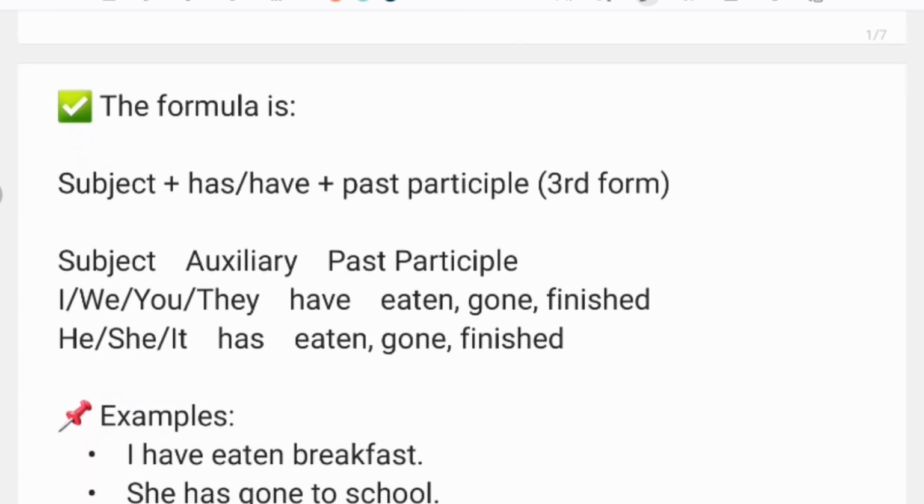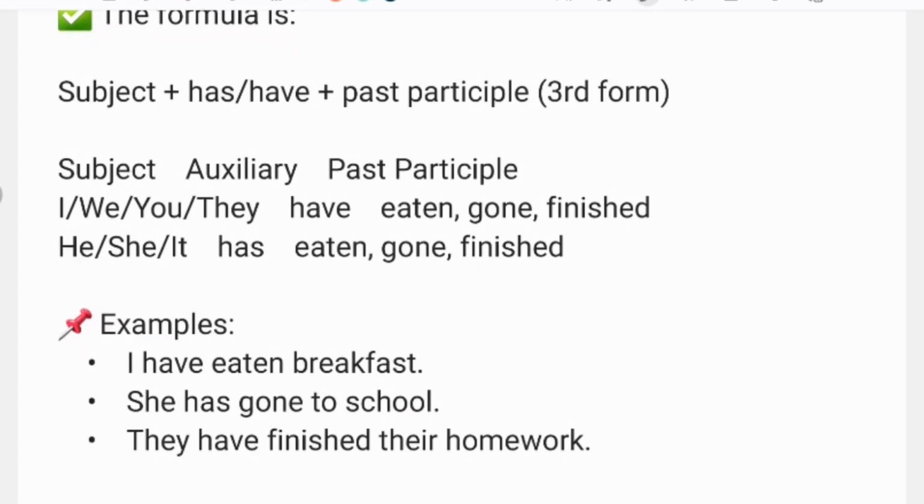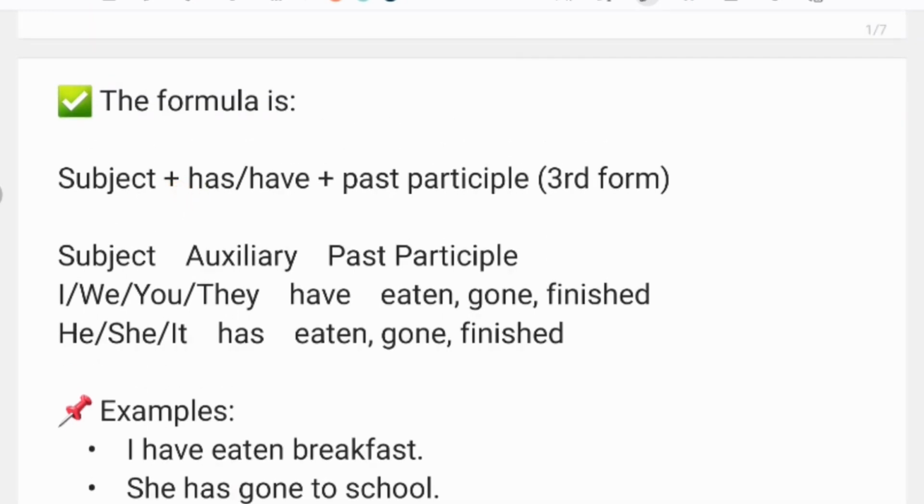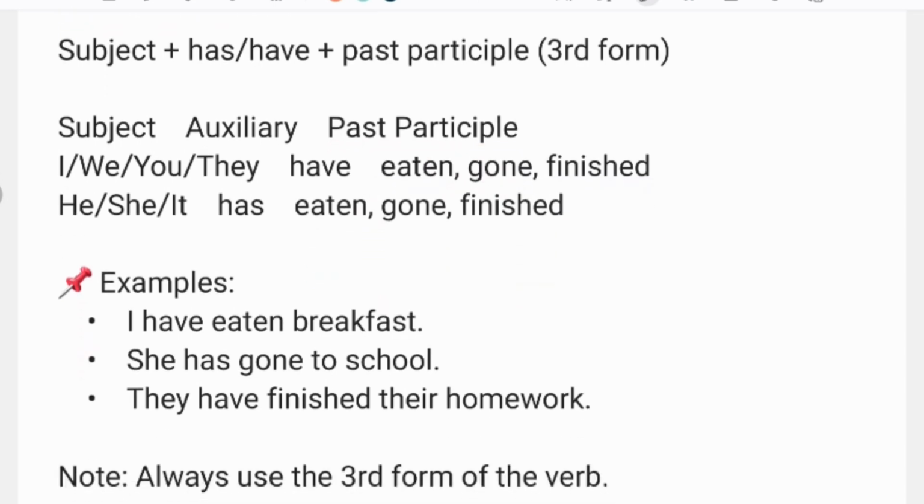द फॉर्मूला इज बेसिकली subject, whatever the subject is, the name of a person, or the noun, the subject, I, we, you, they, whatever the subject is, he, she, it. And then there is a helping verb which we have to use, has and have. This is quite important that we have to use has and have in it. Then the past participle form, third form of the verb, right? This is quite important. Subject is I, we, you, they, right? And then auxiliary verb is have and has, and then past participle is eaten, gone, finished, right? We have to use it with it, right?